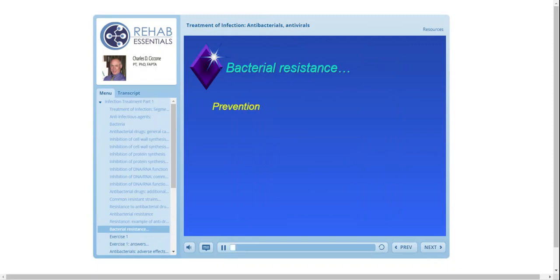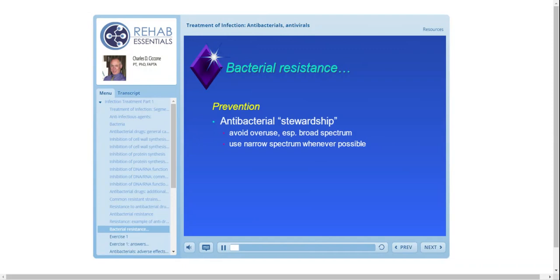The question then is, how do we prevent this? And we hear the term now, antibacterial stewardship, which means we have to be more careful about how we use these drugs. And we most certainly have to avoid overuse, especially the broad-spectrum antibacterials.